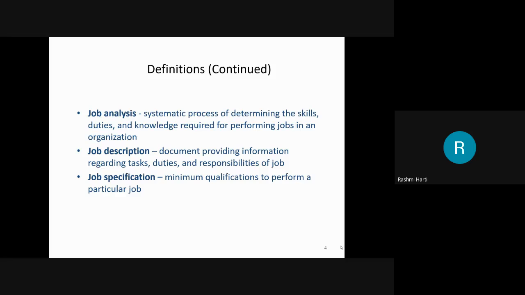Now, moving on to job specification. Job specification is nothing but the minimum qualification required to perform a particular job. Please understand, students, here: the minimum qualification which is required to perform a particular job in a better way. So job analysis consists of job description as well as job specification.